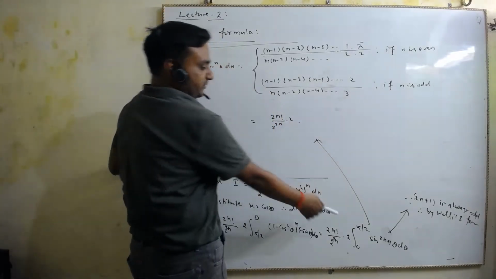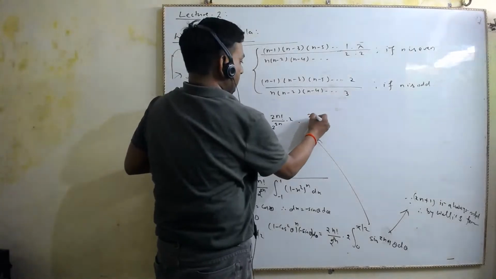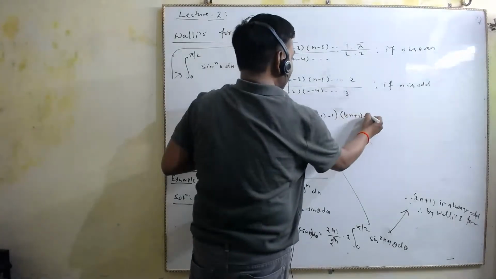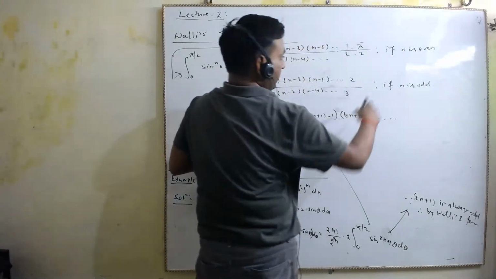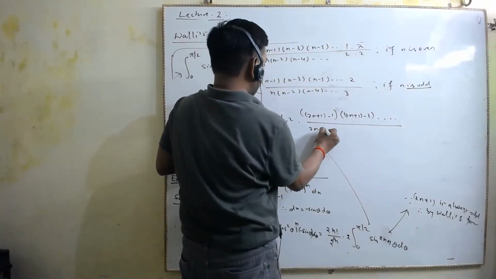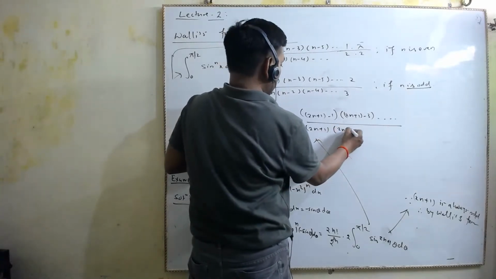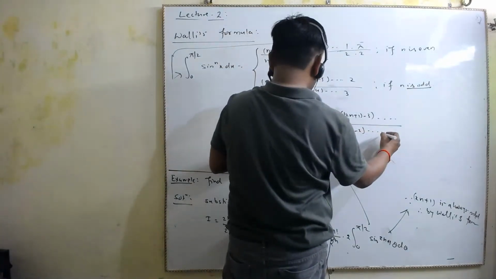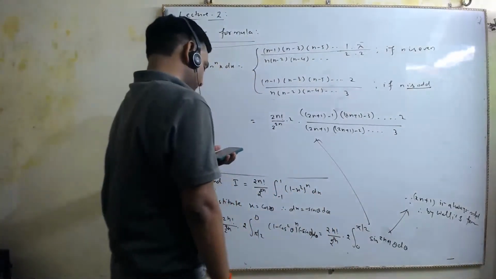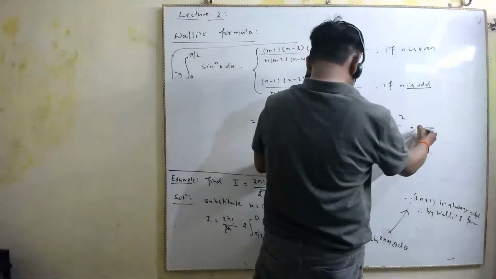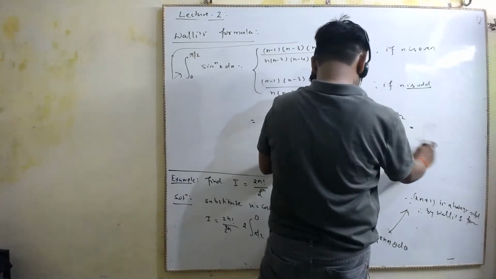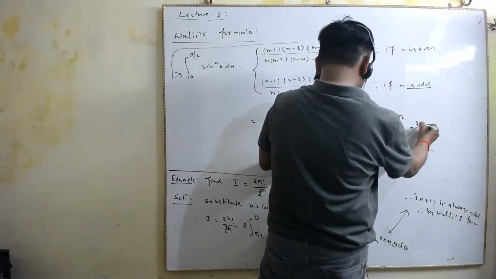Now we are applying Wallis's formula over this 2n plus 1. So 2n plus 1 minus 1, 2n plus 1 minus 3, if n is odd, right? Divided by 2n plus 1, 2n plus 1 minus 2, dot dot 2, that is 3, right? So if you solve this expression, you are getting basically 2 into 2 raised, okay. I'm writing the expression here.